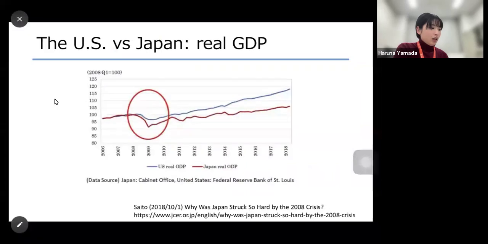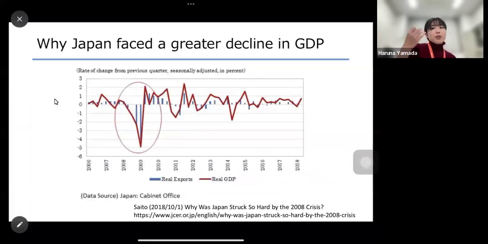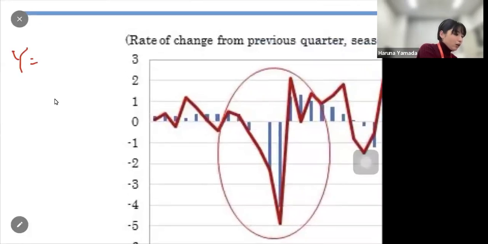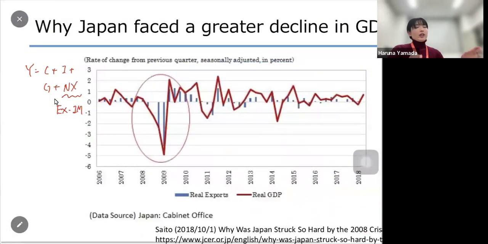Why? To answer this, we need to remind ourselves of Y equals C plus I plus G, plus NX. Do you remember? Output GDP should be equal to the consumption C, investment I, government spending G, and NX, net export. And here, net export is the export minus import. So the real GDP can be divided into these four parts.